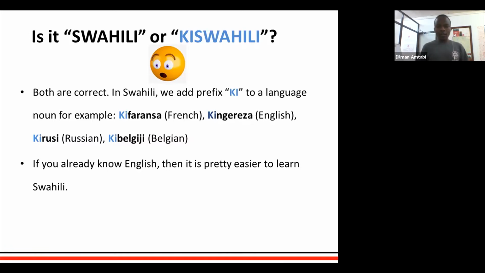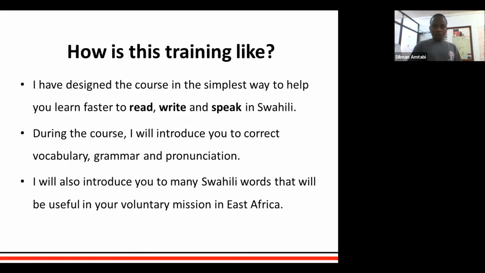And if you already know English, then it is pretty easy to learn Swahili. It's very easy to learn Swahili. I'm going to tell you how. So how is the training going to be like? In this course, I have designed it in a very simple way. And by the end of the course, someone will be able to read, write, and even speak in Swahili.